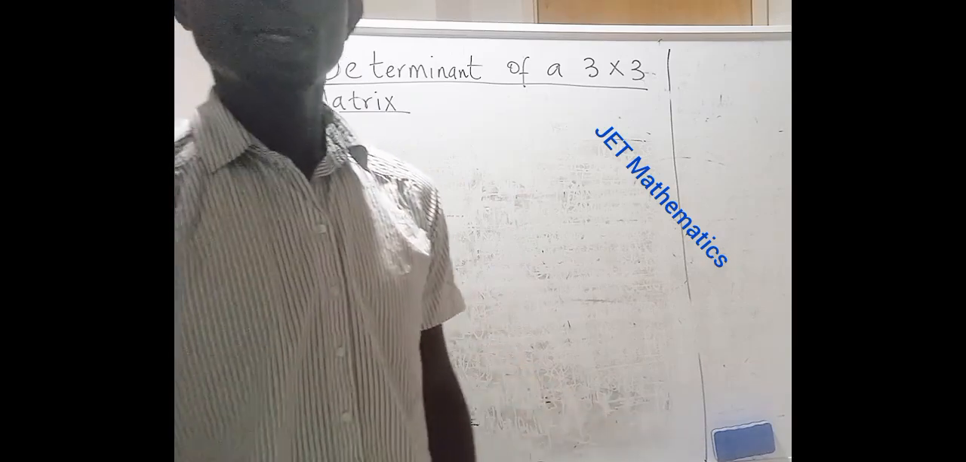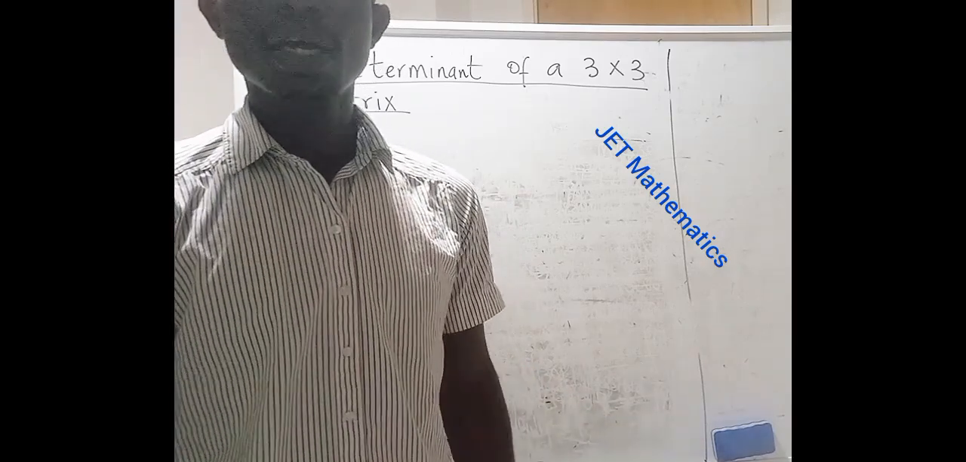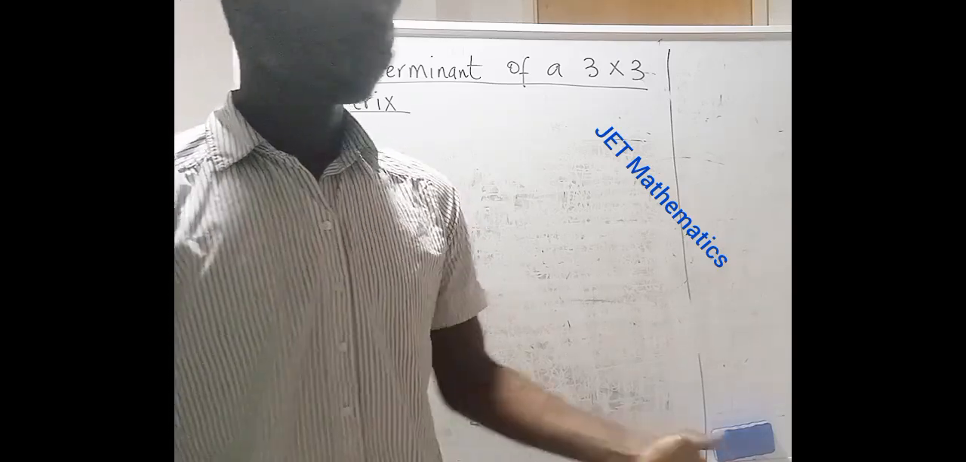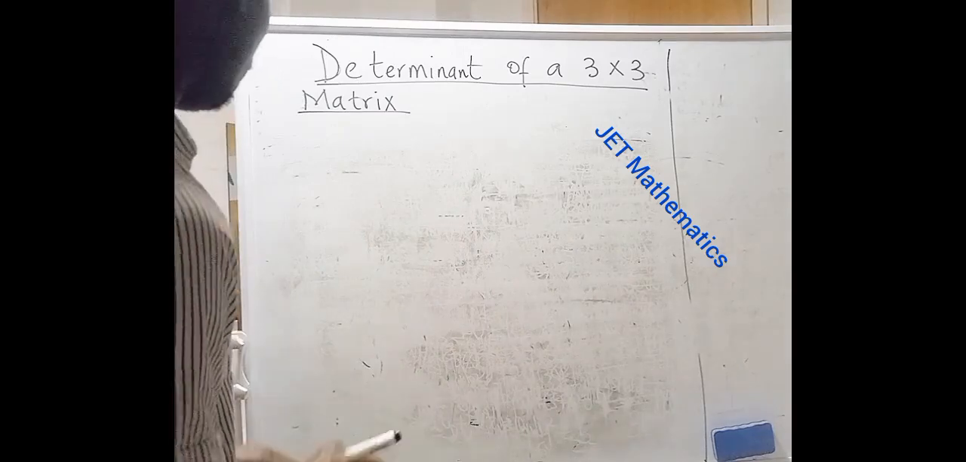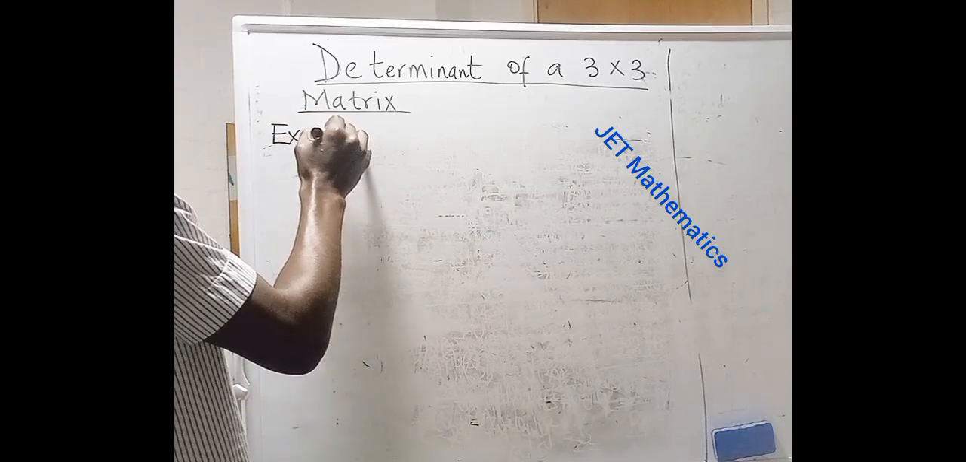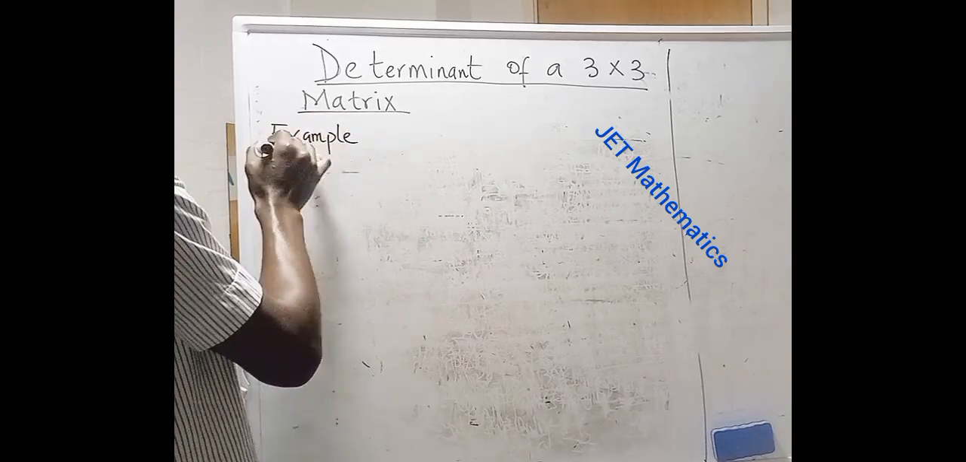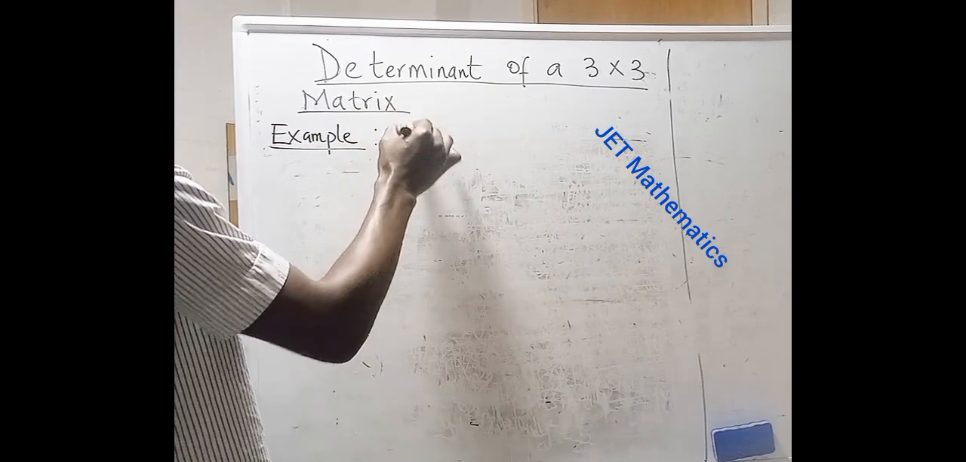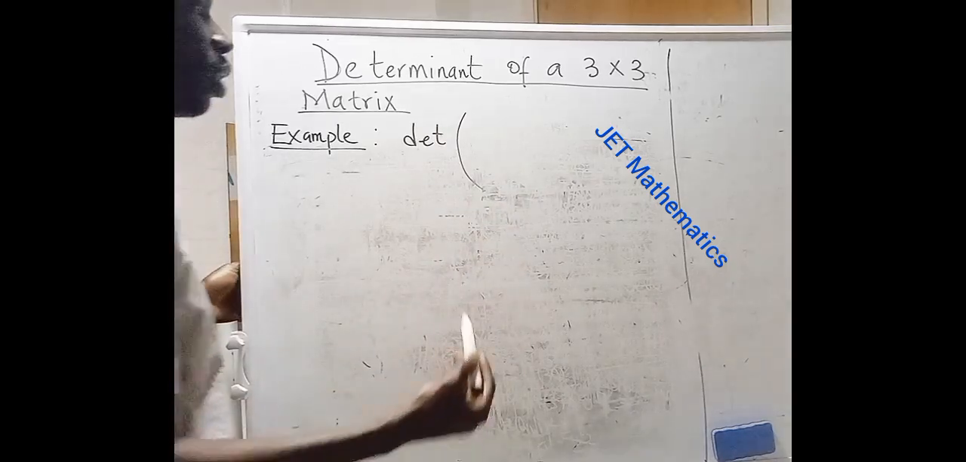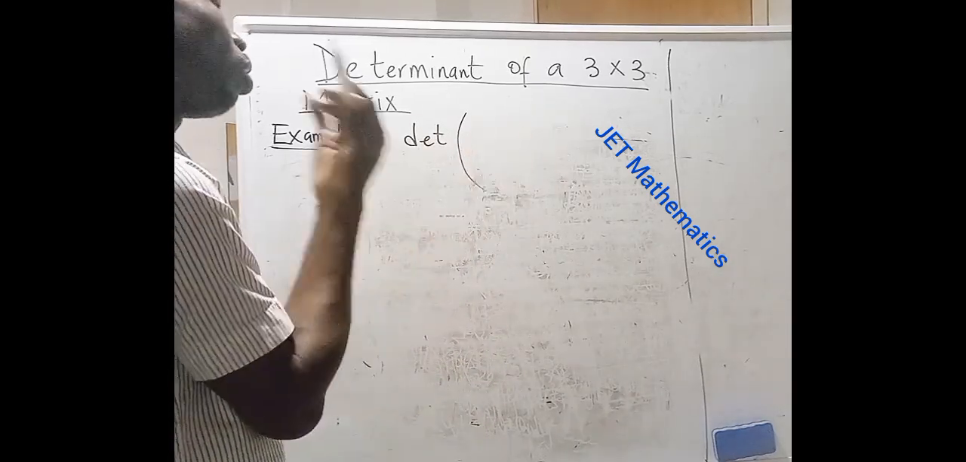Today we want to look at finding the determinant of a 3 by 3 matrix. Okay, quickly we'll take a random example. So we're looking for the determinant of a 3 by 3 matrix. It has 3 rows and 3 columns.